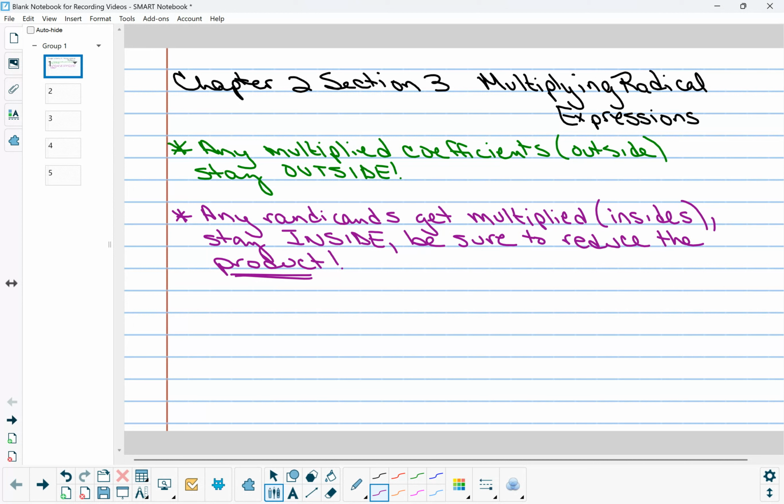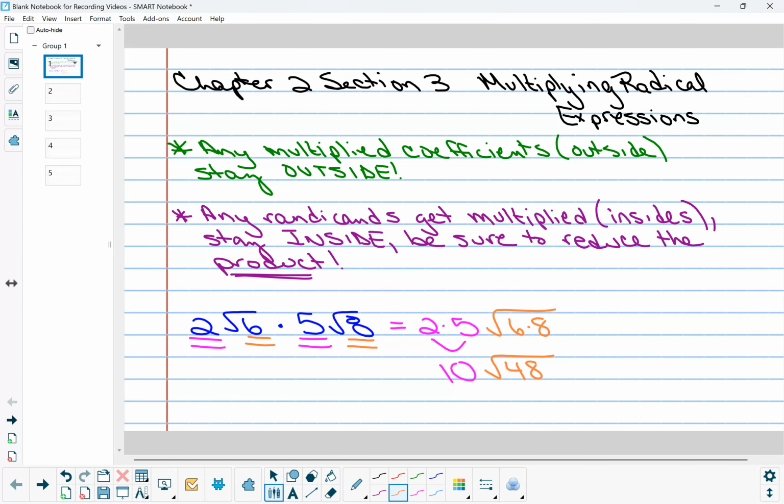So here's a really basic example of something like that. So if we have 2 radical 6 times 5 radical 8, okay? These two things, the coefficients, will get multiplied. So 2 times 5 is 10. And the two radicands will get multiplied. And they become a root of 48. And then you need to make sure that you are reducing that radical.